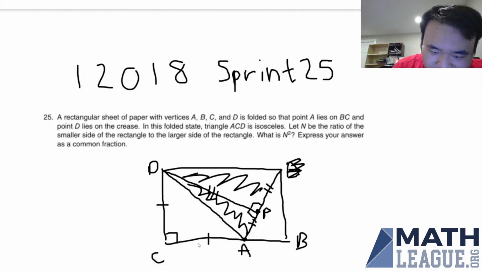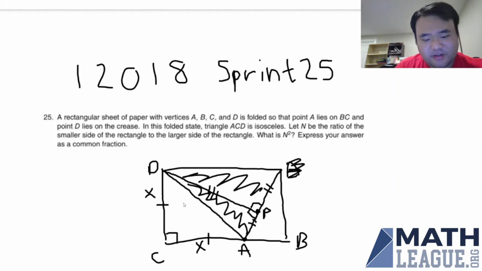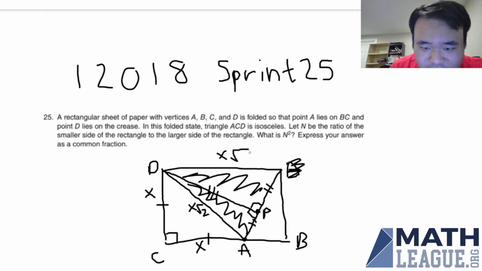Now let's label AC equals X, so then CD equals X. And by 45, 45, 90 properties, we see that AD equals X root 2. But since these triangles are congruent, we must have that the longer side has length X root 2.